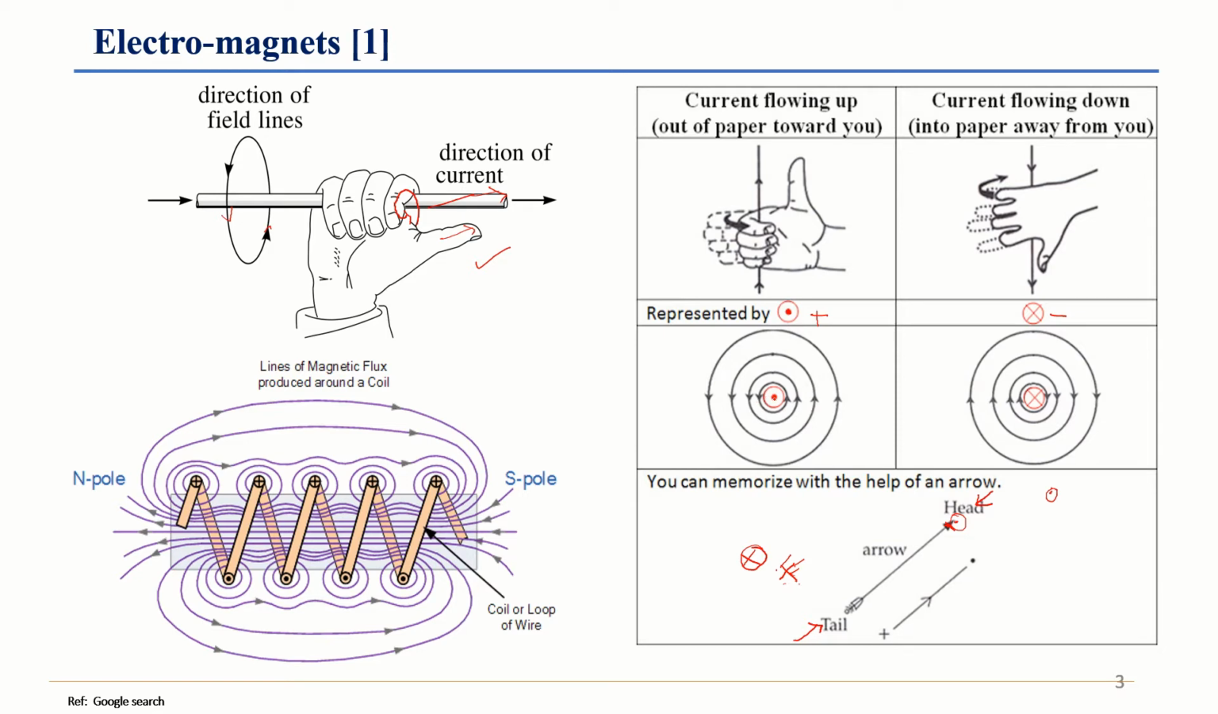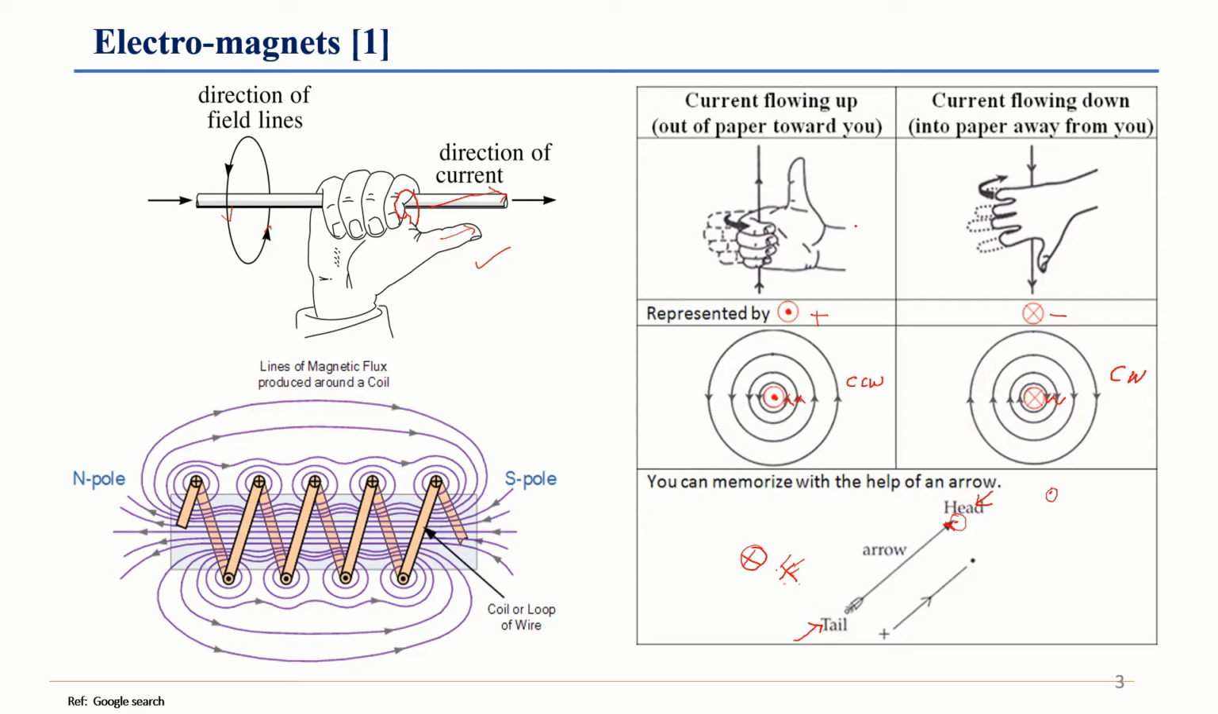So here we have a dot, which means we have to hold the right hand thumb such that it points towards you. Then the magnetic field direction will be counterclockwise. Whereas if the current is moving away from you, that is a cross, then the magnetic field direction will be clockwise.